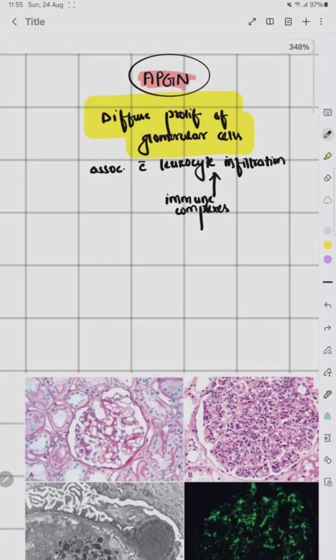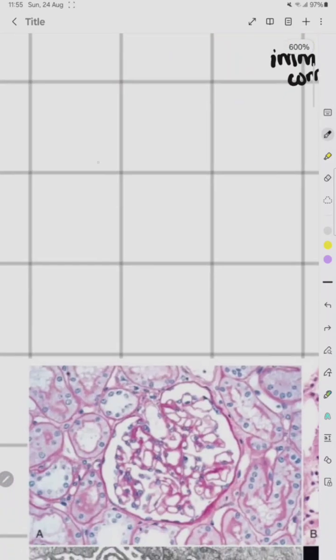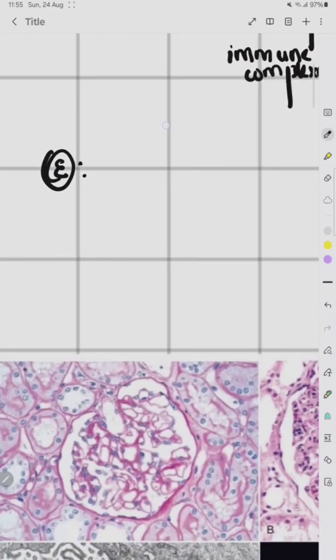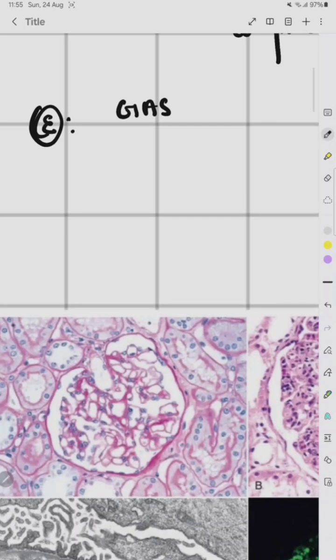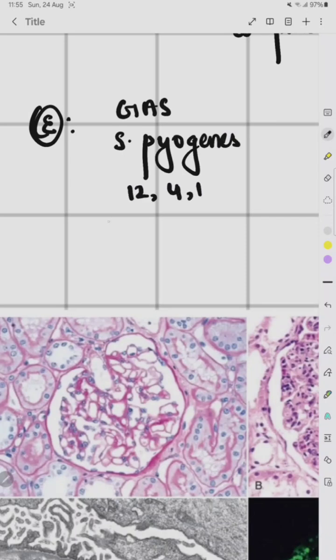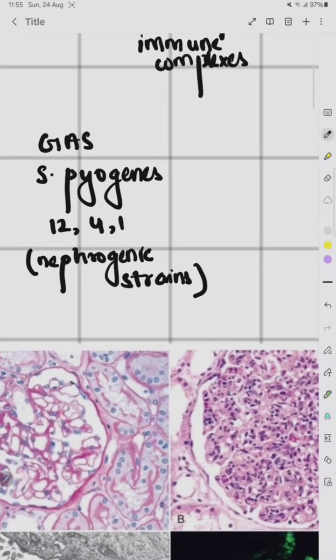Now let's talk about etiology. Again, if you elaborate the other names, post-streptococcal. This is caused by group A streptococcus. It can also be caused by other microbes, but primarily it is caused by group A streptococcus, which is Streptococcus pyogenes, especially the strains 12, 4 and 1. These strains are nephrogenic strains, strains primarily causing glomerulonephritis. Just a reminder, this is beta hemolytic.